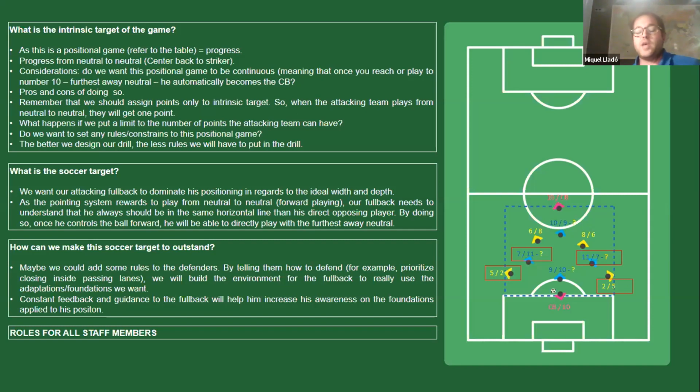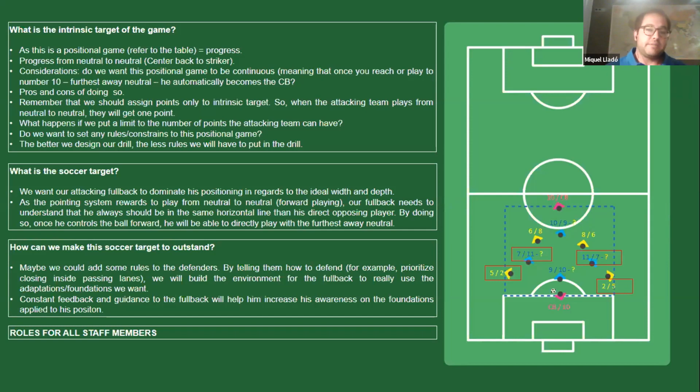So here imagine, we have a positional game, we have several positions, center back, fullback, midfielders, number 10. We cannot address all of it because it's impossible. We can address the information depending on how many additional staff we have with us.